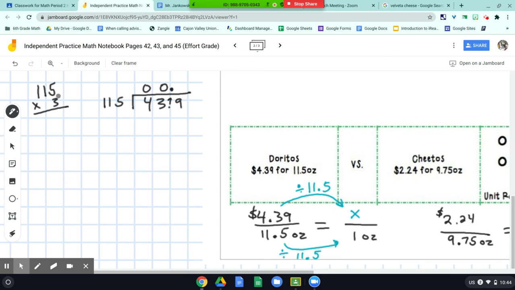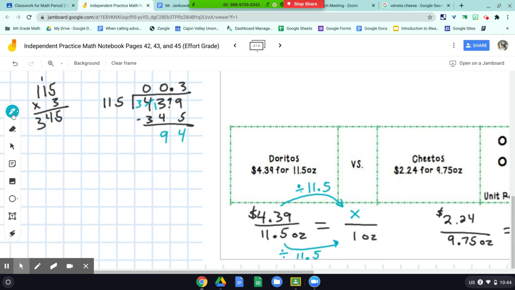Should we try 3? 3 times 5 is 15. Carry the 1. 3 times 1 is 3, plus 1 is 4. 3 times 1 is 3. So 345. If I add another 115 to that, I'm going to go over. So I'm going to put 115 times 3 is 345. And I'm going to subtract. 9 minus 5 is 4. I can't do 3 minus 4, so I'm going to borrow from this 4, and I'm going to add to the next place value over. 13 minus 4 is 9, and 3 minus 3 is 0.